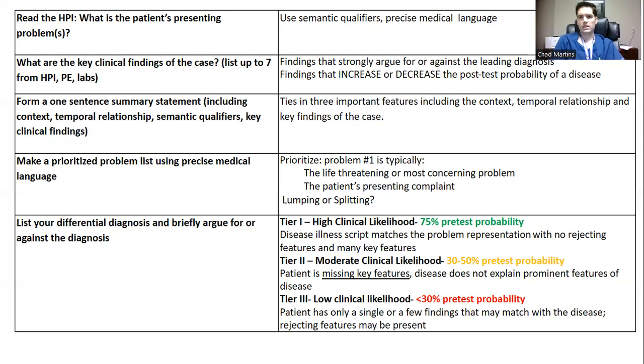We have this concept of like a tier 1B, which is those never misdiagnoses. So they should be able to identify some things that you wouldn't want to miss in somebody who comes in with shortness of breath.